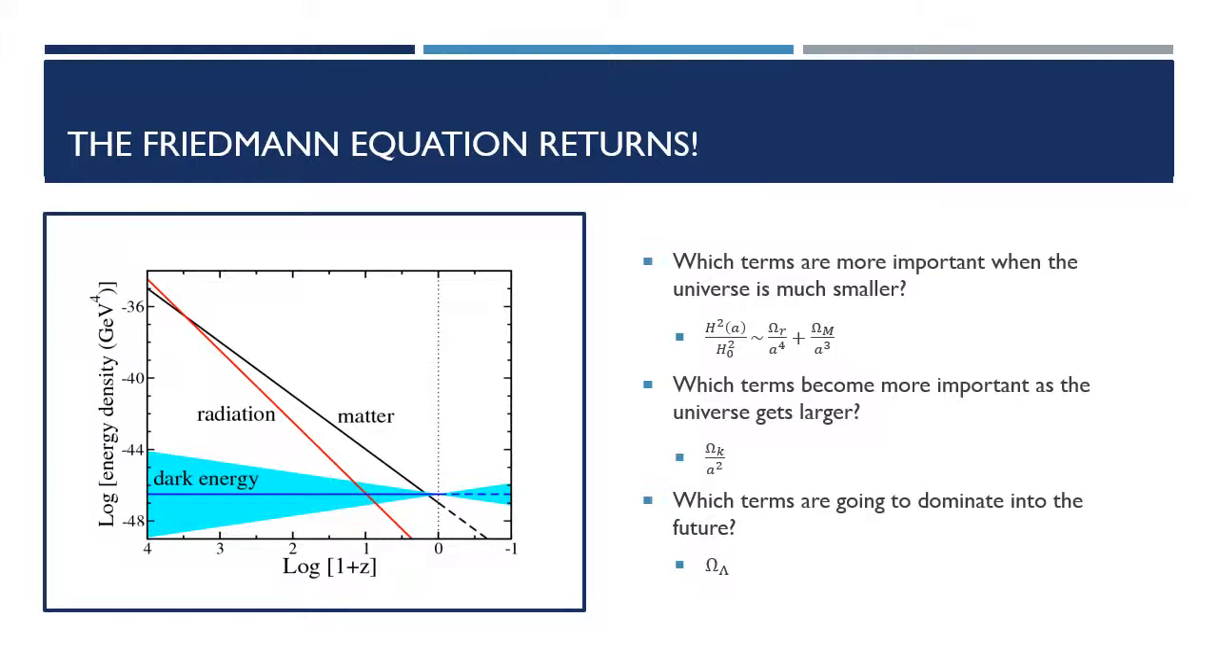Well, here's an example of that. In the early universe, which terms would have been most important? Well, it would have been the fractional energy density of radiation and the fractional energy density of matter. Because if you're dividing by a much, much smaller scale factor, then those terms are going to dominate the overall expansion rate of the early universe.